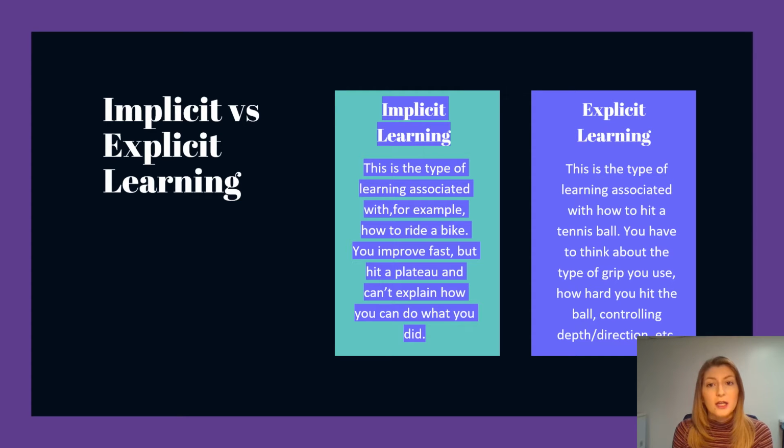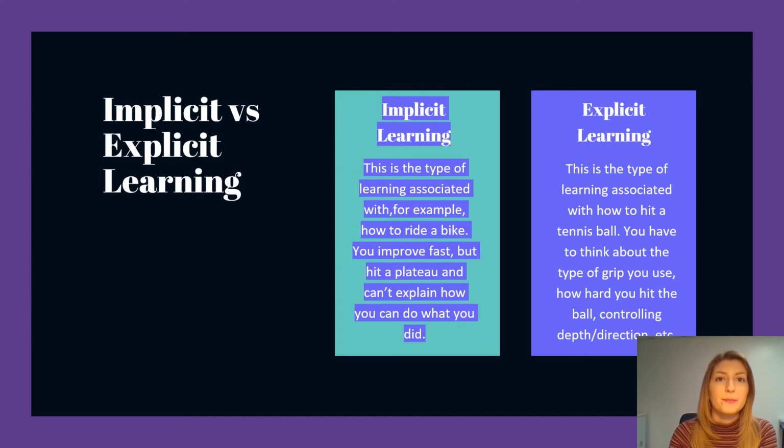Explicit learning is a type of learning associated with actually thinking about what you're doing. So you can relate this to learning how to hit a tennis ball instead of riding a bike, because with that you have to focus on, okay, what grip am I going to use? Am I going to put a spin on the ball? What direction do I want it to go? How am I going to control where this ball goes? Okay, so those are the two different kinds of learning that we're going to have to be thinking about going forward.